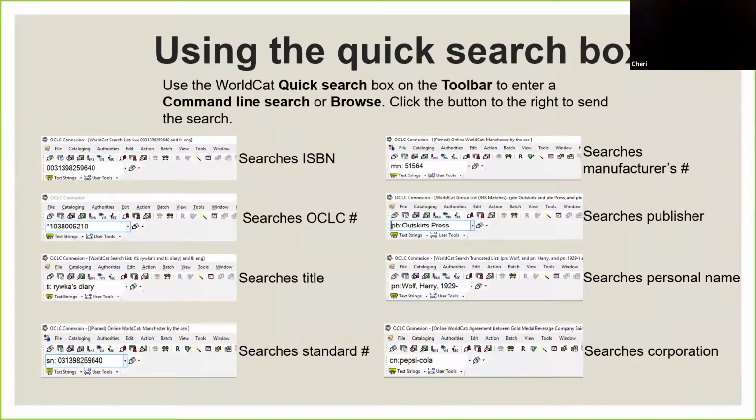Okay, using the quick search box under the main client toolbar, you can search for ISBN, OCLC numbers, title, etc. It's a time saver by using the two-letter index label and a colon. This search gives you a browse search based on the index label you've entered. For ISBN, there's searches that do not require an index label. You can actually just wand or scan your ISBN into the box.